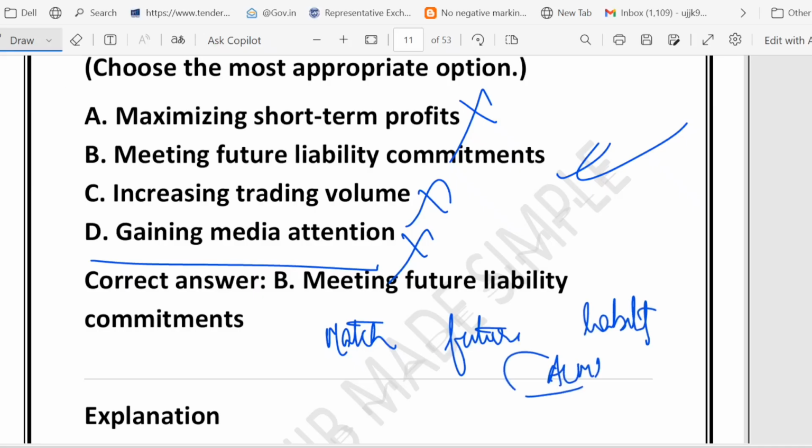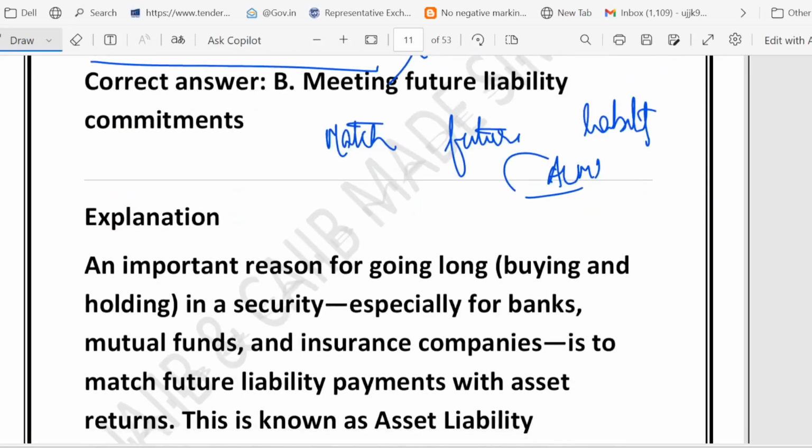This ensures that funds are available when the payment falls due. Long bonds can provide predictable cash flow at the right time even if current yields are low. And this is not for short-term profit, not for trading volume or publicity. Please remember it. One line you can remember: if you pay money later, buy an asset that pays when you must pay. That is ALM. I hope this is crystal clear right now.